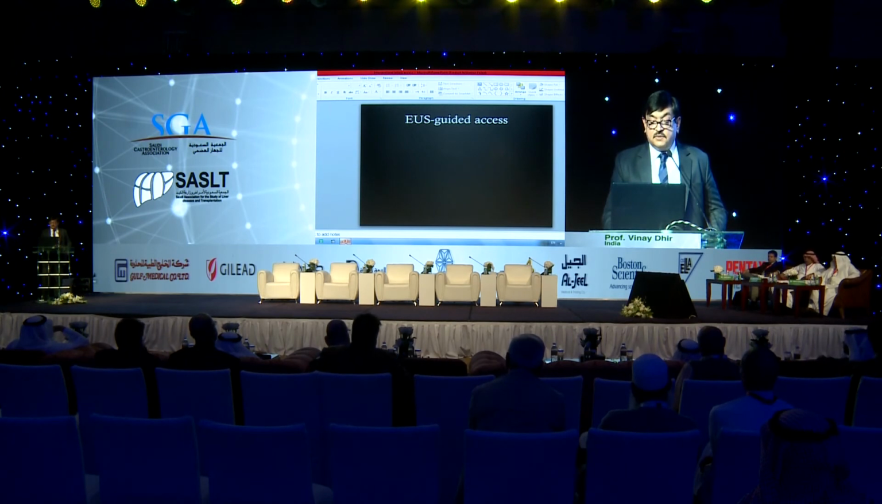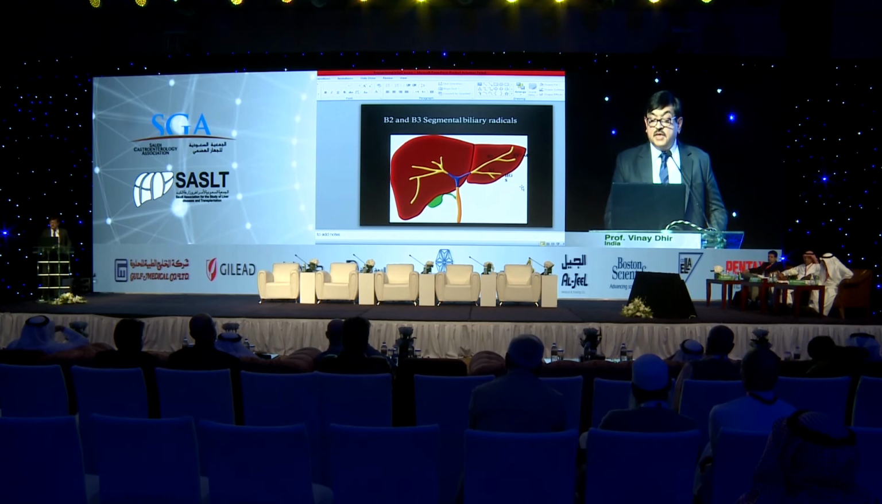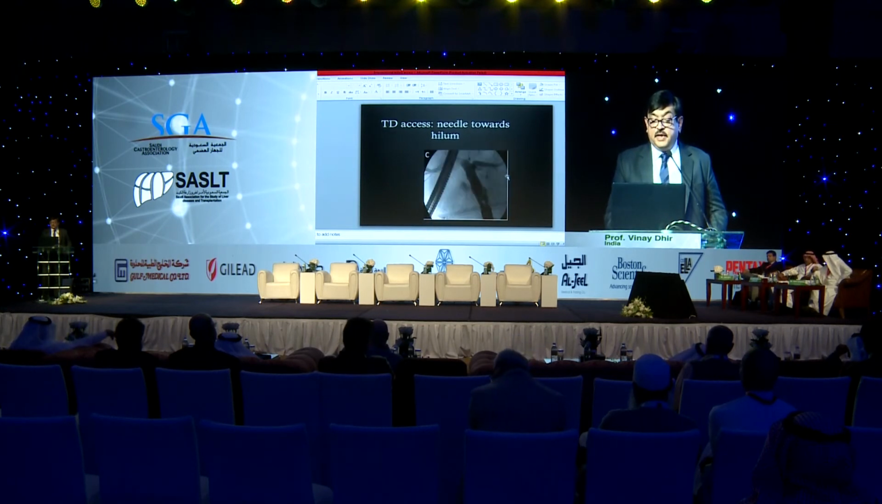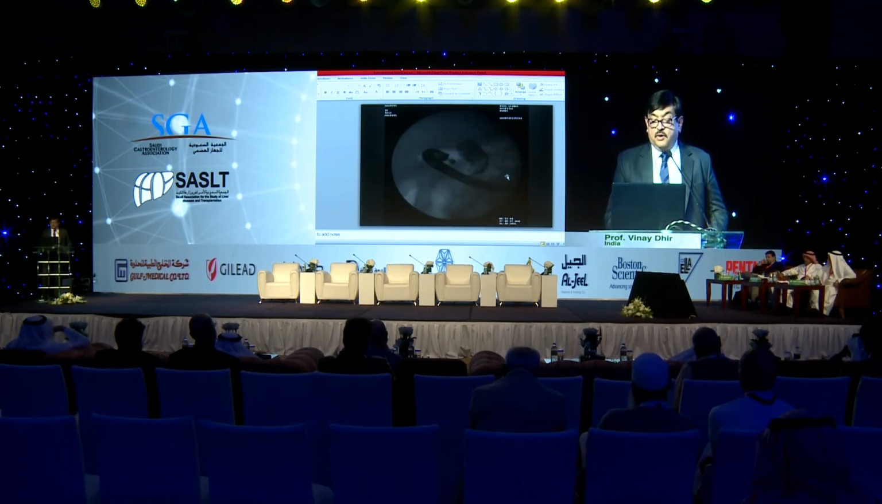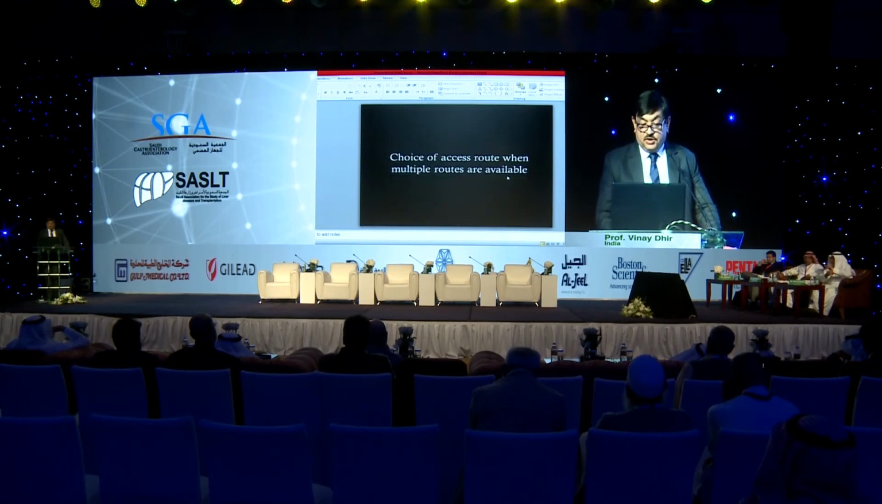EUS guided access, what are the results? Let us quickly see. So I already showed you the access routes. You have transhepatic route, transgastric route, and transduodenal route. In the transhepatic, you have a B2 route and a B3 route, depending on which radical you are trying to access. So these are the various pictures. How do you manipulate your scope to gain access in different directions? See here, scope looking down, scope looking up, scope horizontal. These should be tried and attempted to get the desired position.